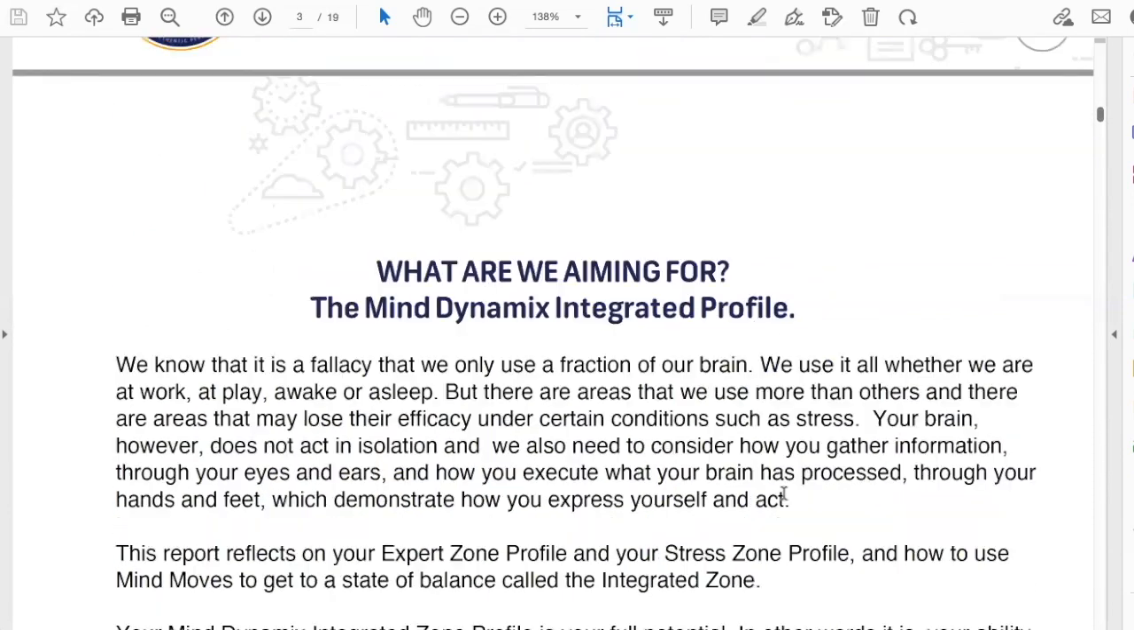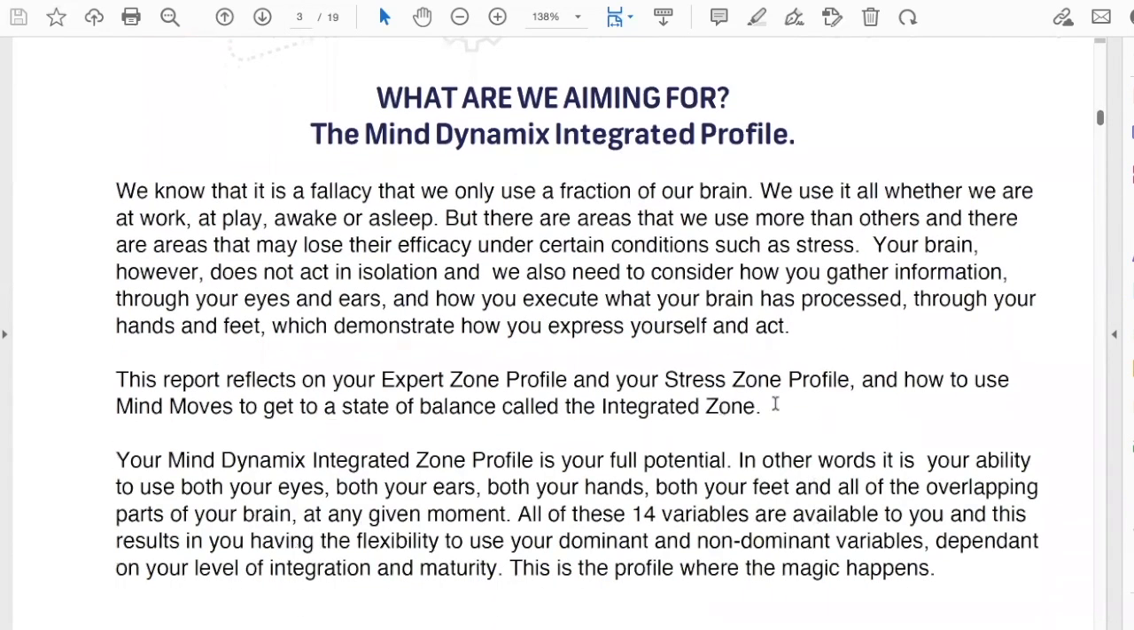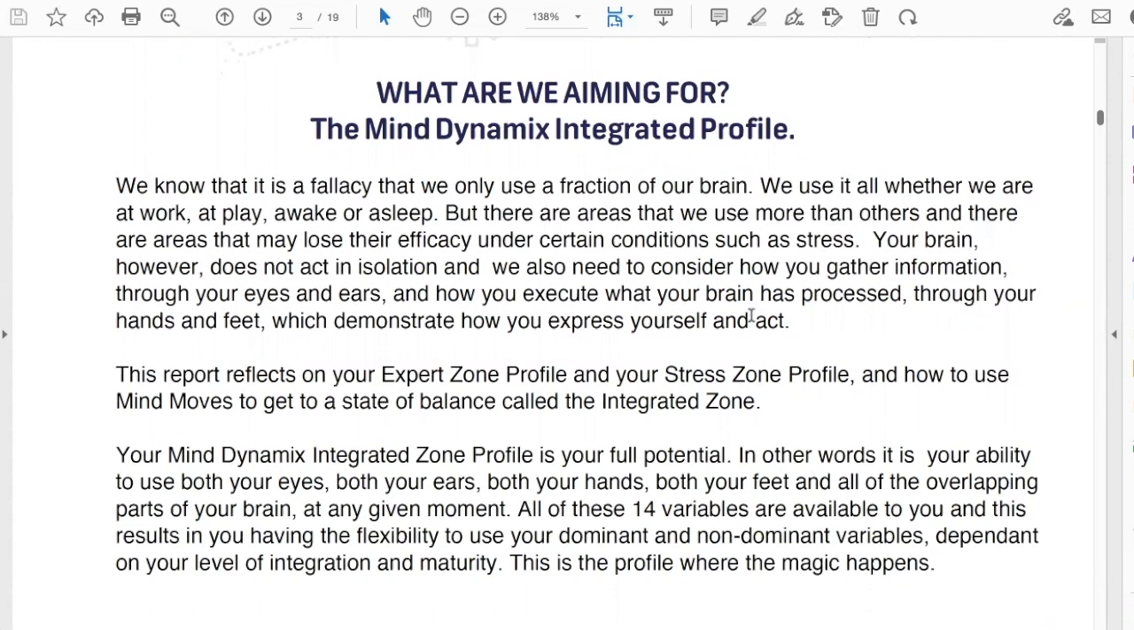So the report begins with a summation of what we're aiming for. And we talk about the Mind Dynamics integrated profile. What is the integrated profile? Well, as it states here, we are interested in your expert zone profile and what happens to you under stress. Because if you understand your expertise and you understand why under extreme stress you respond in a certain way, well, that's already good news in terms of how you generally manage yourself, your life, and your goals.